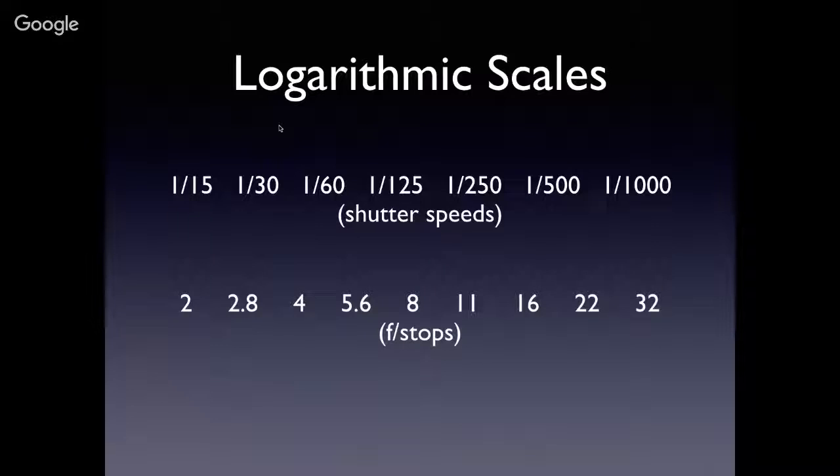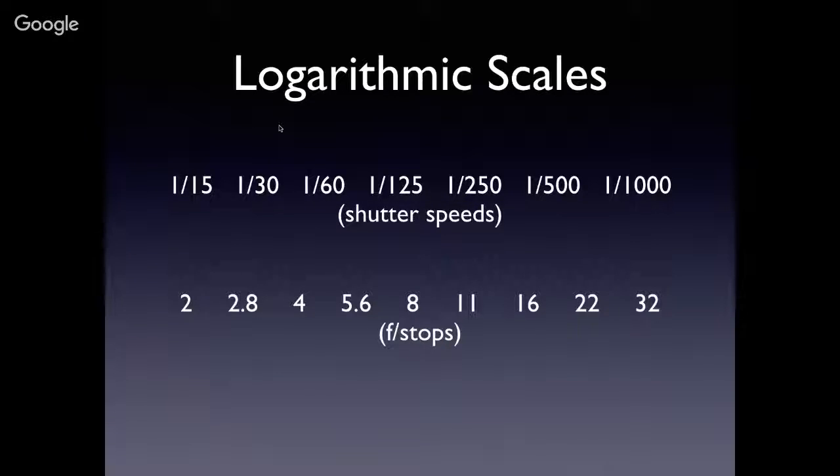Logarithmic scale. Okay, f-stops. How does the f-stop system actually work? What is the difference in F2 and F2.8 in terms of the amount of light? If I go from F2 and I stop down to F2.8, I cut my light in half, right? If I go from F2.8 and open up to F2, I double my light. Each f-stop is a doubling or halving of light, right?